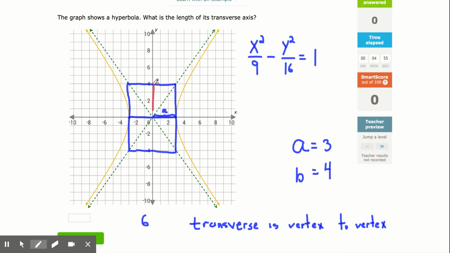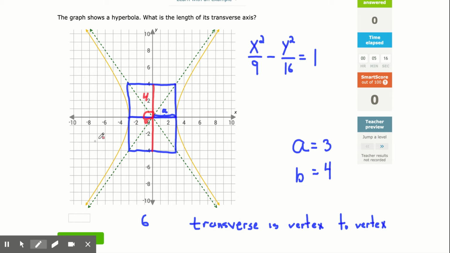The conjugate axis for this one is a total of 8 in length, and the B value is half of the conjugate axis, so it's 4. The B value is 4. Now the B value always goes underneath either the Y or the X, if it's opened up.